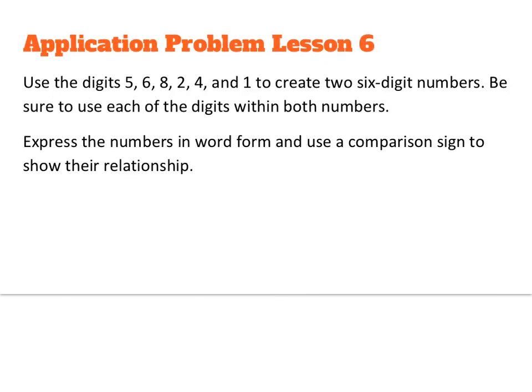Let's get started with the application problem. You are going to complete this problem on the back blank side of your dry erase sleeve. Use the digits 5, 6, 8, 2, 4, and 1 to create two 6-digit numbers. Be sure to use each of the digits within both numbers. Express the numbers in word form and use a comparison sign to show their relationship.